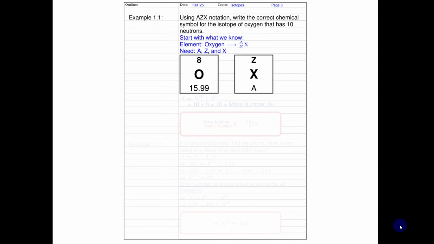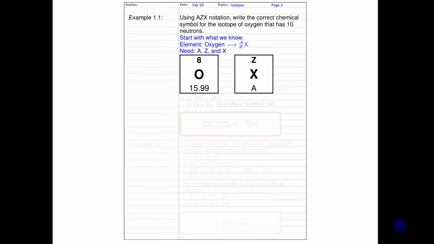Say you are given the following question. Using AZX notation, write the correct chemical symbol for the isotope of oxygen that has 10 neutrons. The best place to start is with the information that you've been given, and then identify what you need to answer the question. Here, we are working with an oxygen atom that has 10 neutrons, and we want to represent it in nuclear notation. Therefore, we need the numerical values of A and Z and the chemical symbol for oxygen.